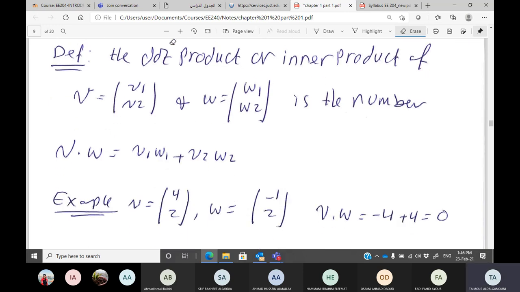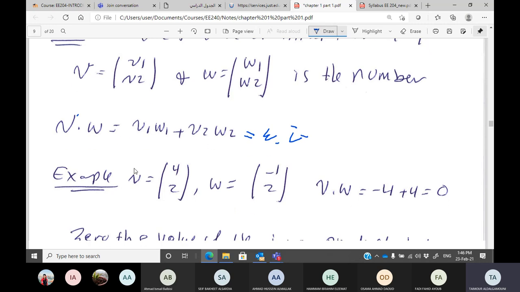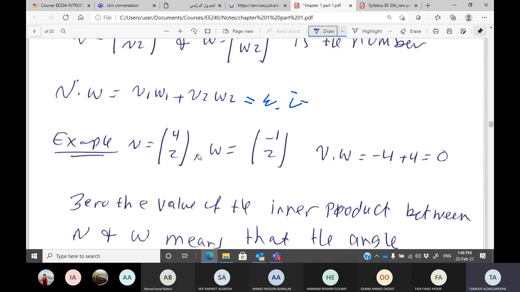If you notice, this operation is commutative, which means that this is equal to W dot V. So V dot W is equal to W dot V, and it's equal to W1 V1 plus W2 V2. So if we do the dot product for these two vectors, V dot W is equal to 4 times minus 1 plus 2 times 2. So it's minus 4 plus 4 equals 0.